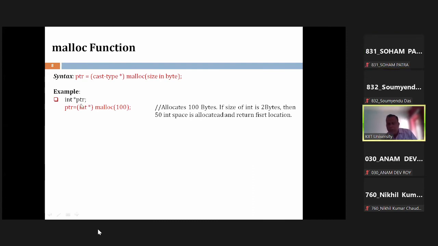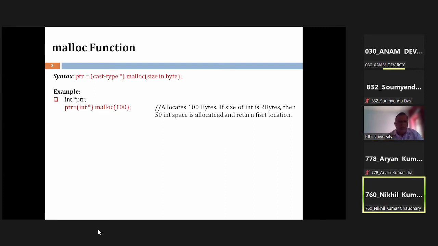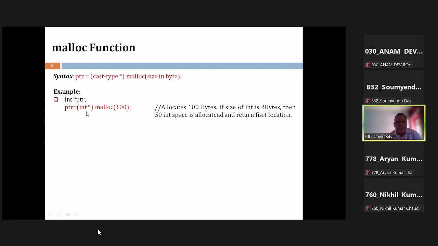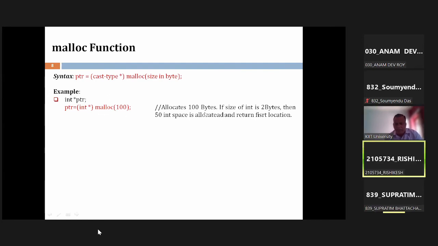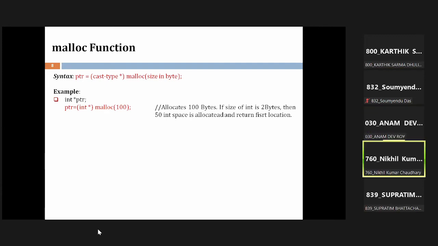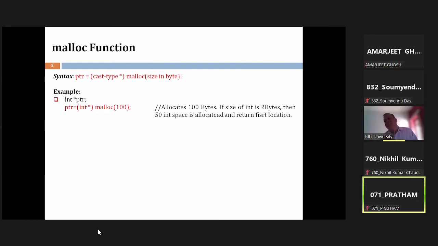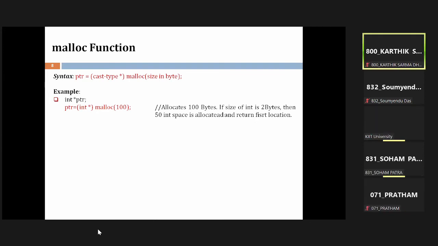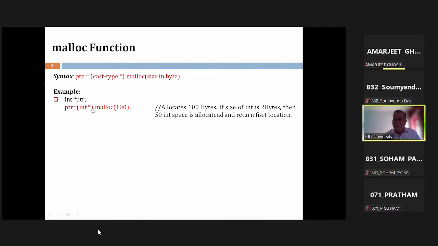This pointer variable is pointing to one integer or multiple integers? One integer. I wrote int star malloc 100. How many memory bytes will be allocated? 100 bytes. If each integer takes 2 bytes, how many integer spaces are allocated? 50. If each integer takes 4 bytes, 25. Yes, it returns the first address, and I need to do a casting for this or not.